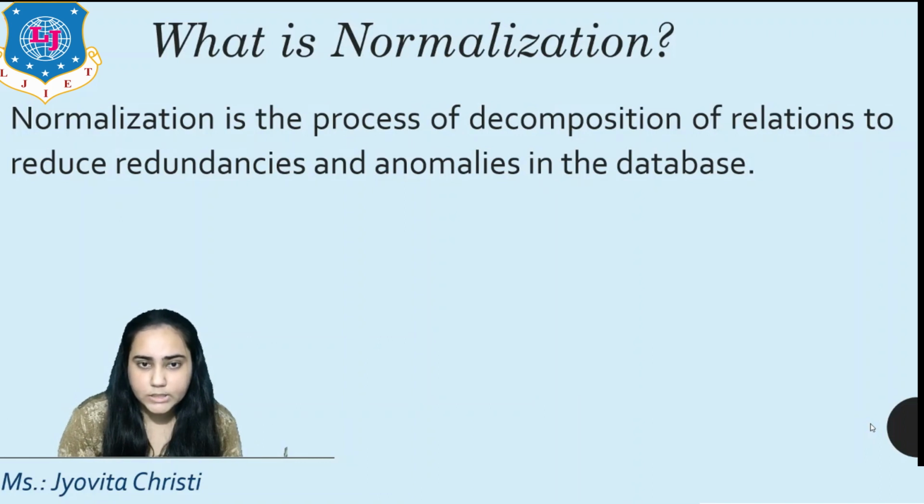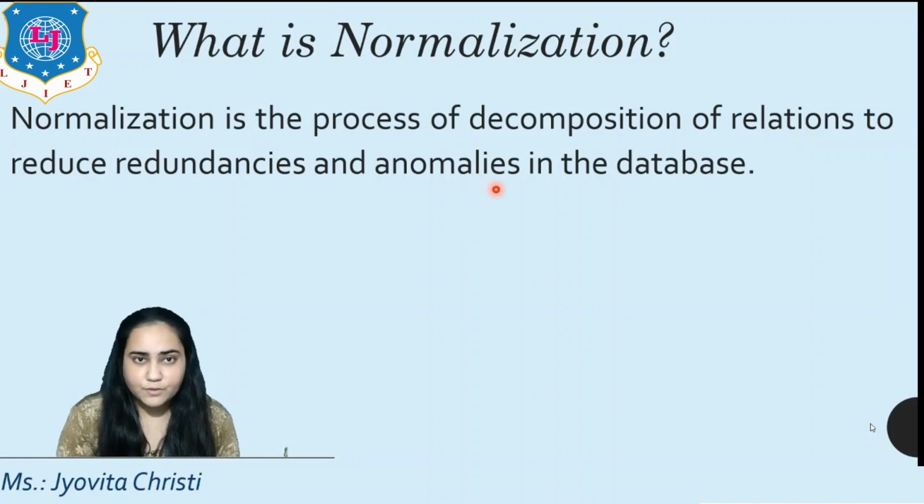So redundancies mean a lot of duplication of data. You might be storing some data unnecessarily several times, and that leads to redundancies. And redundancies cause problems which are called anomalies. Anomalies are basically problems in the database where you are not able to update the database or delete values from the database properly because of the lot of duplication that is happening in the database.